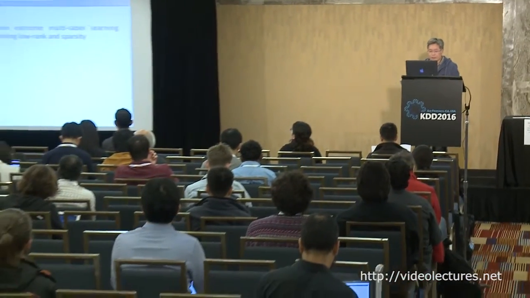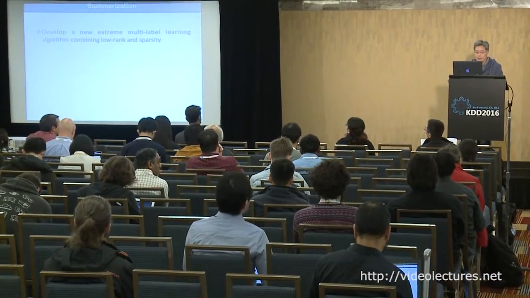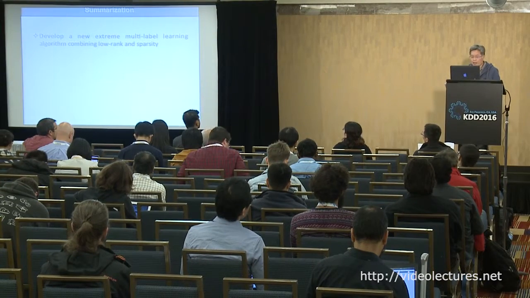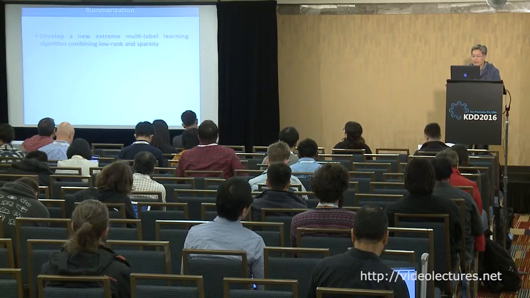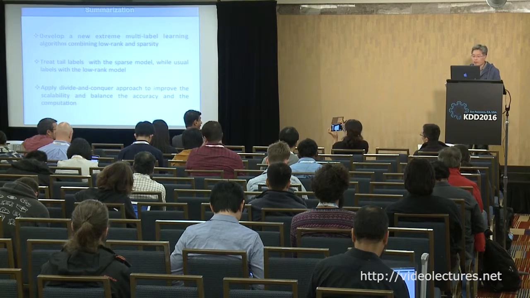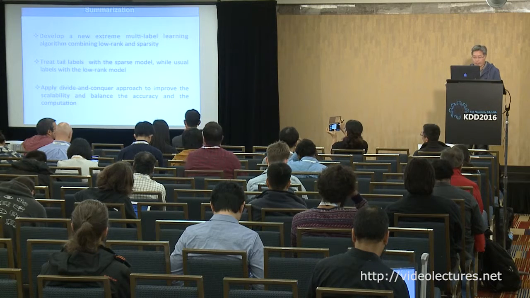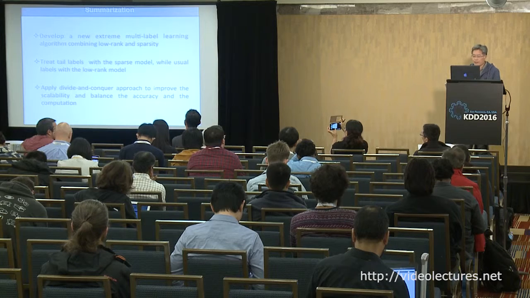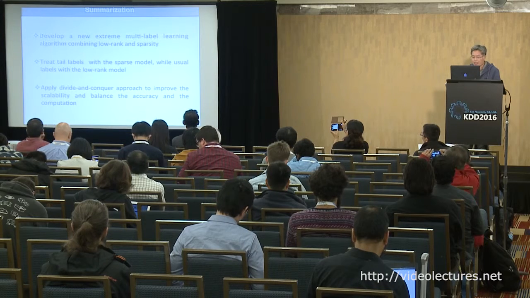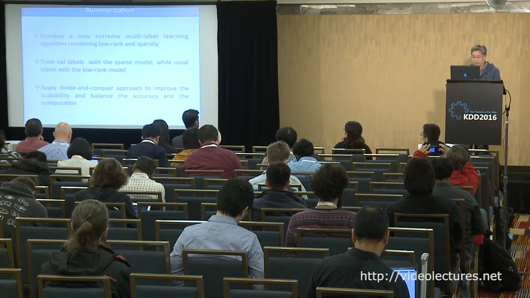Finally, we summarize our method. First, we develop a new extreme multi-label learning algorithm combining low rank and sparsity. We treat tail labels with the sparse model, while usual labels with the low-rank model. And we also apply a divide and conquer approach to improve the scalability and balance the accuracy and the computation.